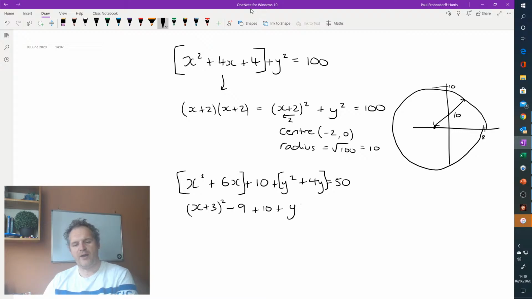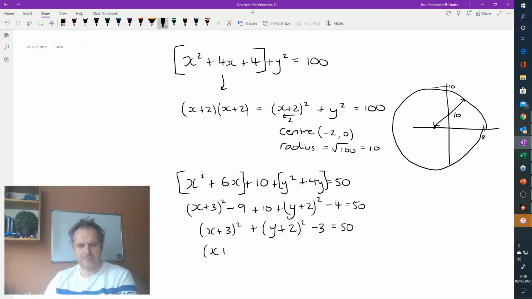Then we have y plus 2 all squared, minus 4. You always have to take away the number squared. Equals 50. Now tidy it up. x plus 3 all squared plus y plus 2 all squared, minus 9 plus 10 minus 4 is minus 3. Therefore, that equals 50. Now we can add the 3 on. So x plus 3 all squared plus y plus 2 all squared equals 53.